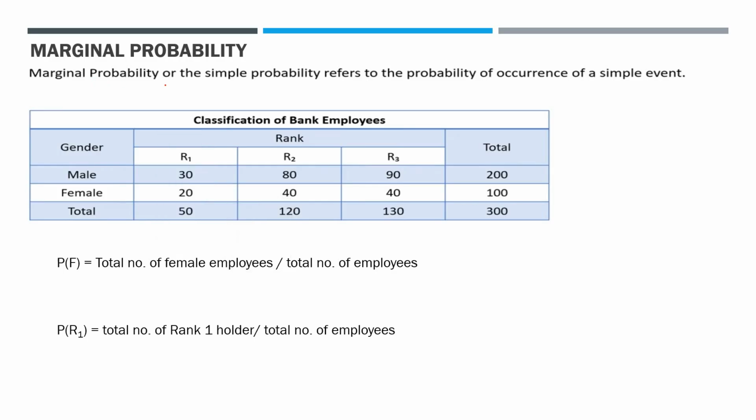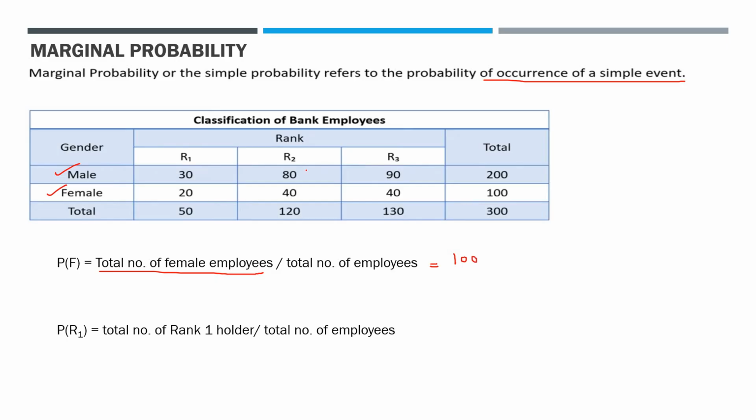Marginal probability is a simple one, similar to the previous example. Here it is the occurrence of a simple event. Now we will consider a simple example where the classification of bank employees is given. The male, female, rank 1, rank 2 and rank 3 holders are given, and the total number of employees is given here. Now, if you want to find the probability of female employees, what is the total number of female employees? The total number of female employees is 100.